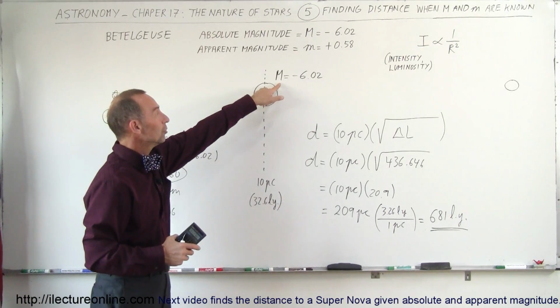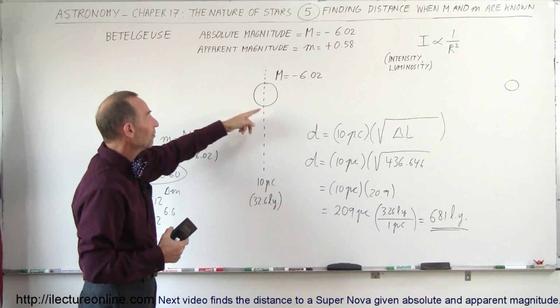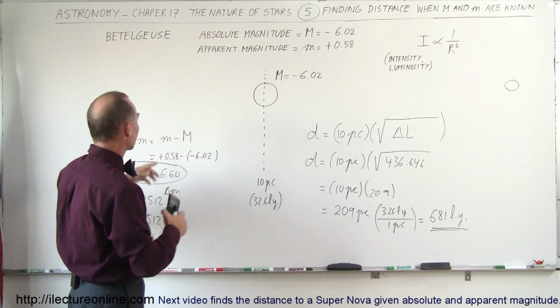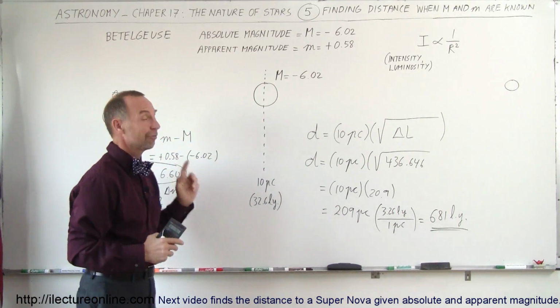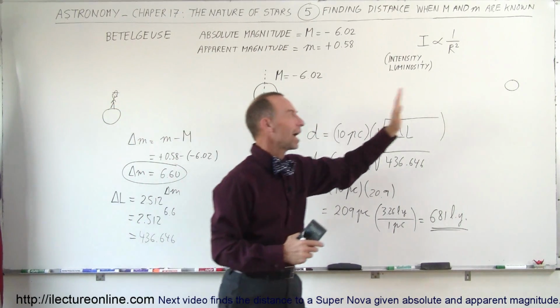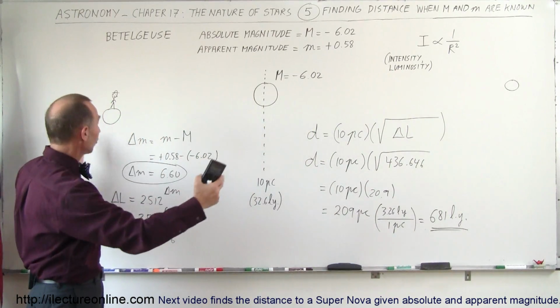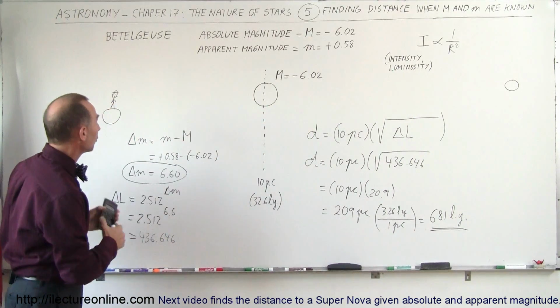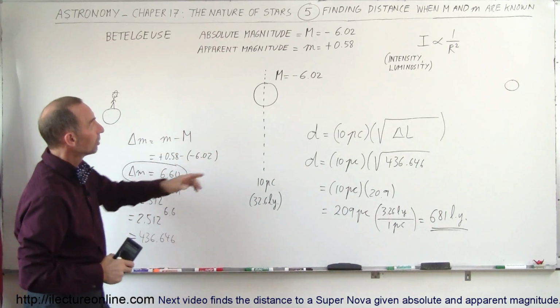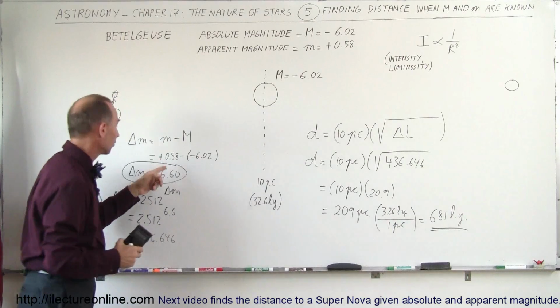So, again, the absolute magnitude is the brightness an object, in this case the star Betelgeuse, would be if we place it 10 parsecs away from the Earth. So this distance is 10 parsecs. The fact that the apparent magnitude is much dimmer tells us that Betelgeuse actually is much further away from us. How do we find that distance from the Earth to Betelgeuse? Well, we take the difference in the magnitudes. The difference between minus 6.02 and plus 0.58 is 6.6.